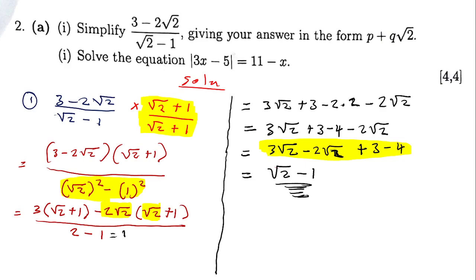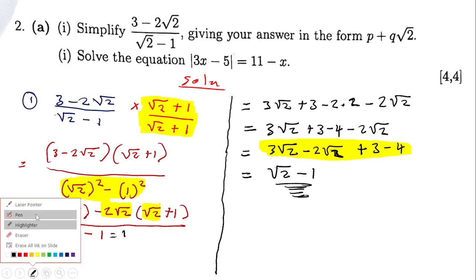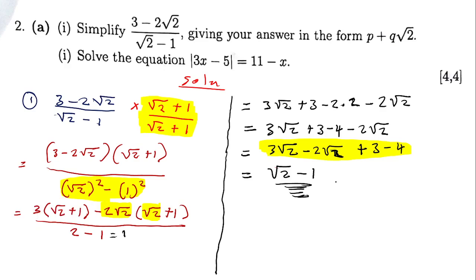Yes, my question is on the final answer. In the question, it is stating that we should give our answer in the form p plus q square root 2. Aren't you supposed to write it as negative 1 plus square root 2? Because if I remember very well, on that part where we were requested to write the answer in the form a plus ib, the answer was left in that form instead of it being bi.